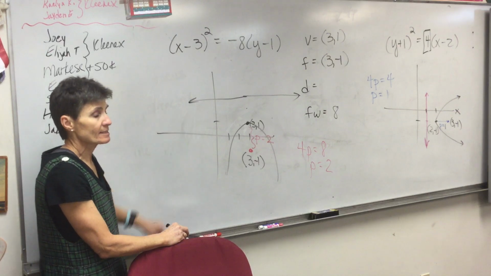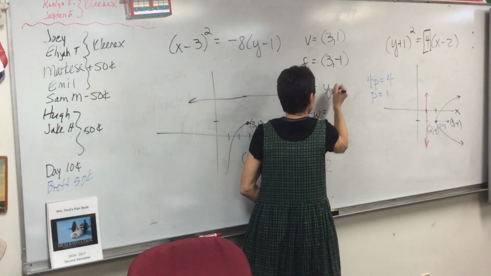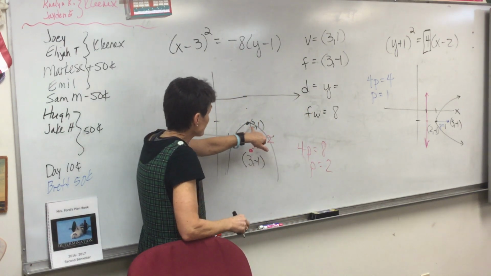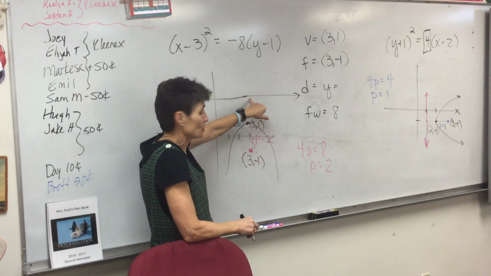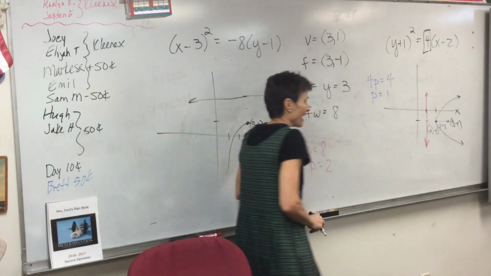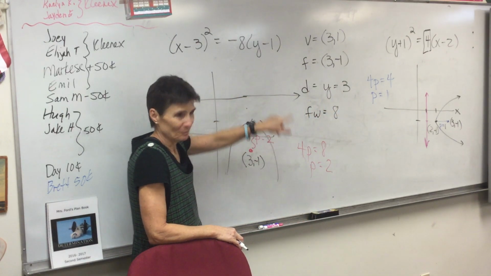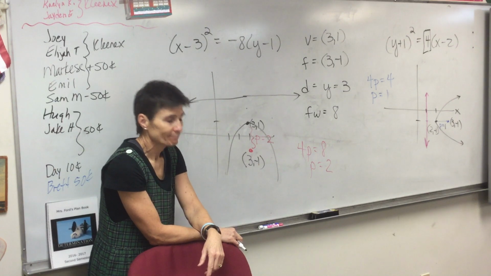Now, which axis does it cross? Y. So this is going to be a y equals equation. Well, y equals what? You started at 3, 1 and went up 2. 3. So it's going to be y equals 3. That's exactly right. I'm counting up 2. So the directrix is going to be like whatever is not squared, it's the opposite.